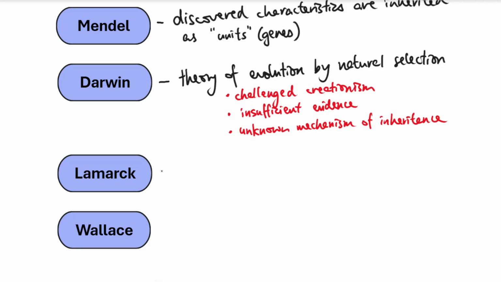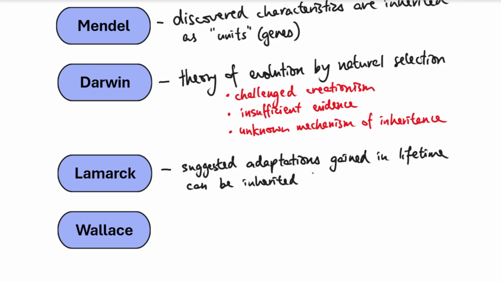And Lamarck, interestingly, proposed a slightly different theory. He suggested that any adaptations that an organism gained within its lifetime can be passed on and inherited by their offspring, which we obviously now know is wrong. So what that essentially is saying, if Lamarck's theory is correct, then if a person has gotten a tattoo within their lifetime, then that person has a baby, then the baby will be born having that tattoo, which we know is not possible.